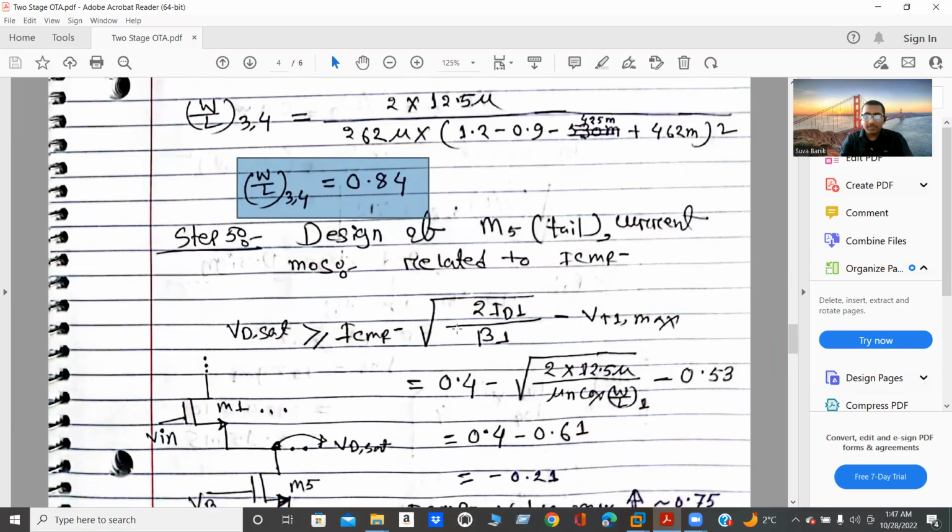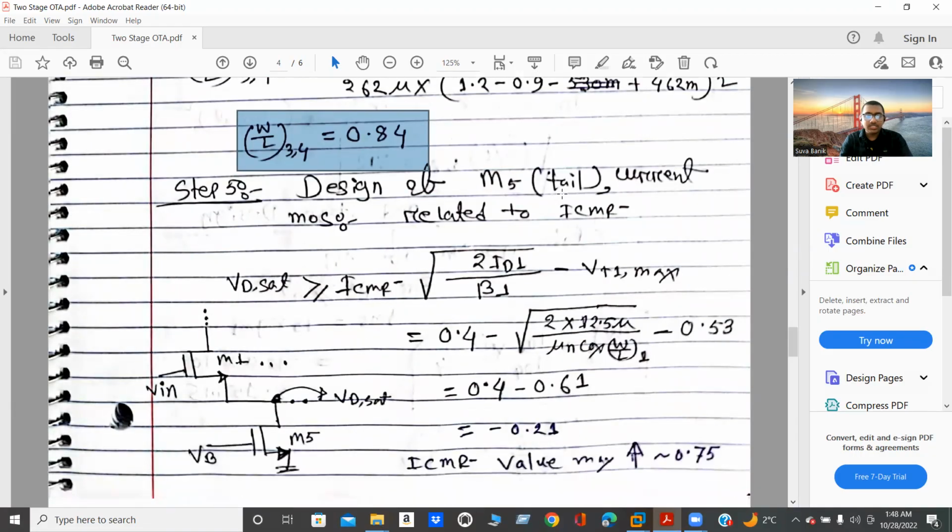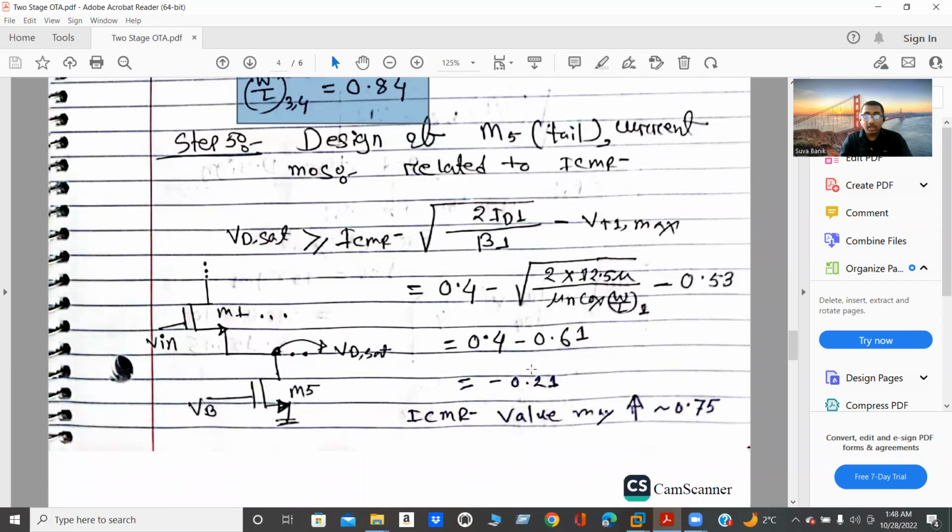So now my M1, M2, M3, and M4 are complete. Now I have to design the M5 transistor, which is supplying my tail current. To design M5, I'm telling you, this M5 is related to ICMR minus, and this is the associated formula. And using this formula, I found a negative value. This negative value indicates that my ICMR minus might not be 0.4. Definitely not.